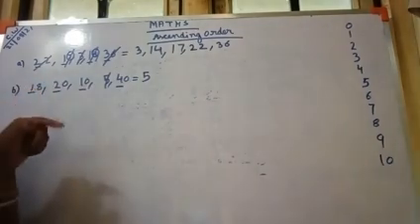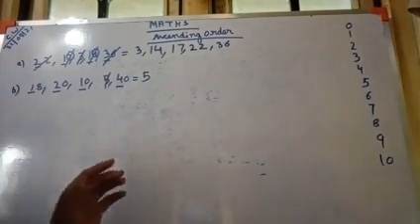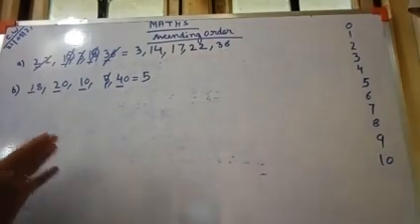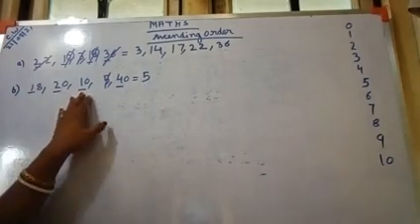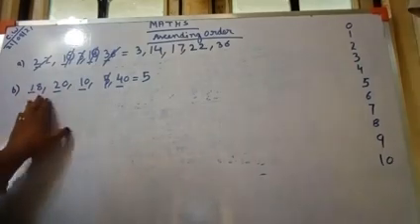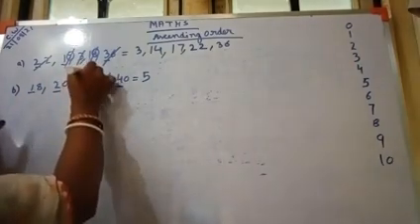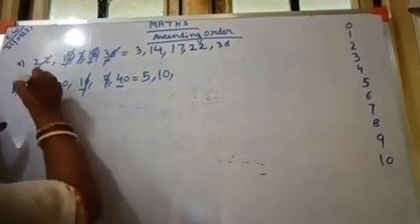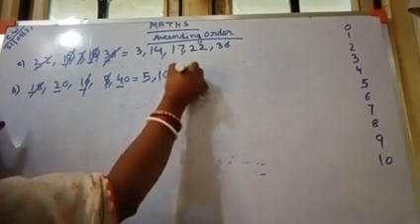When we do forward counting, 0 will come first. So 0 is the smaller one. So 1, 0, 10 is smaller than 1, 8, 18. So 1, 0, 10 will come first. So we will write it here 10. Then we will write 18.